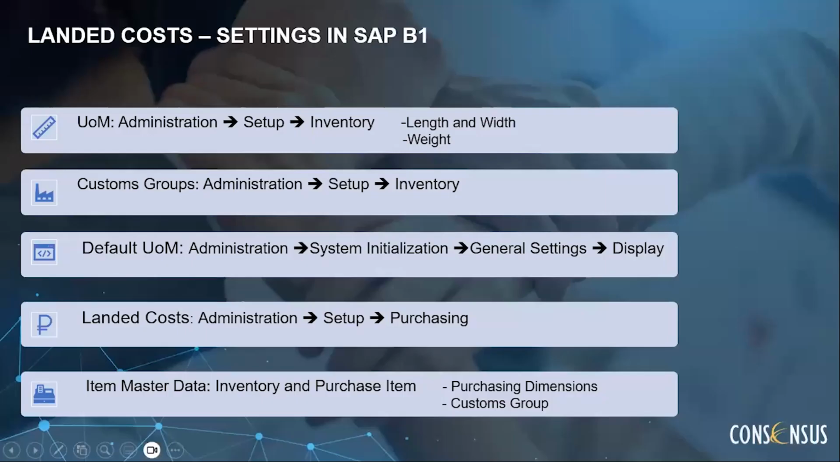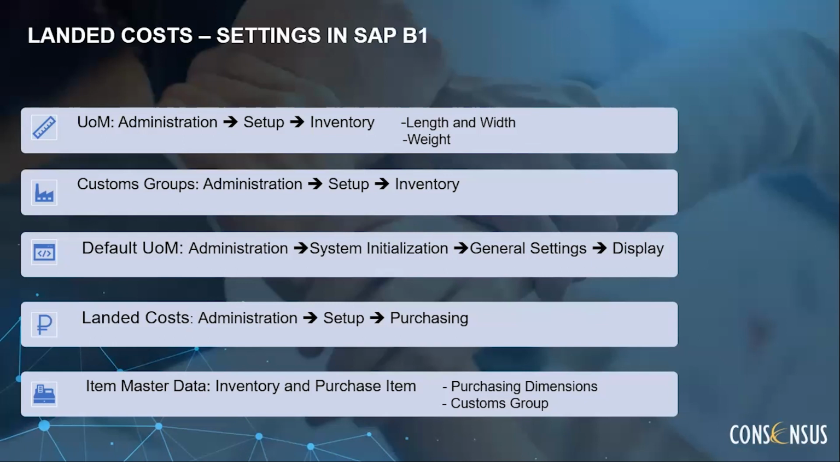So basically these are the settings that we need to set up. First is the unit of measure. The first settings are always under the administration setup. So administration, setup, inventory. In there, it is the unit of measure. You will see the length and width, and that is needed for the volume, and also the weight. Okay, so we will review those. Then customs groups, also under administration setup and inventory.